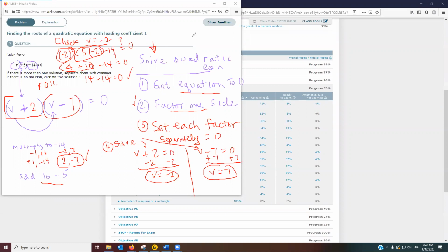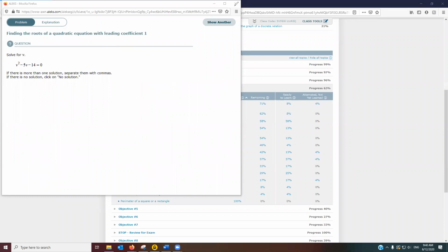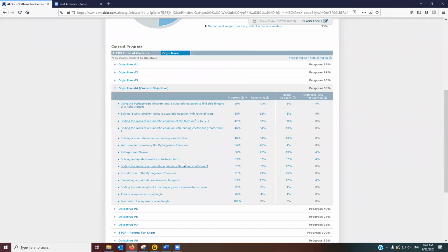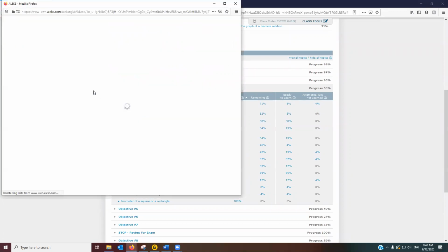All right, let's do a couple more examples here. Let me go to an example that says solving an equation written in factored form.